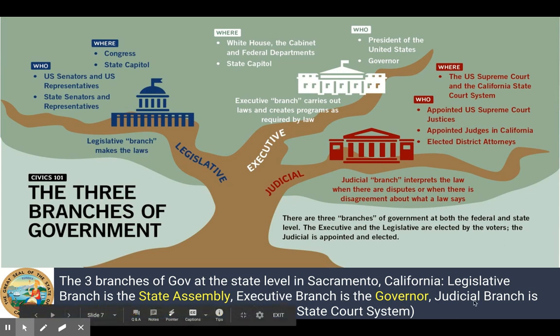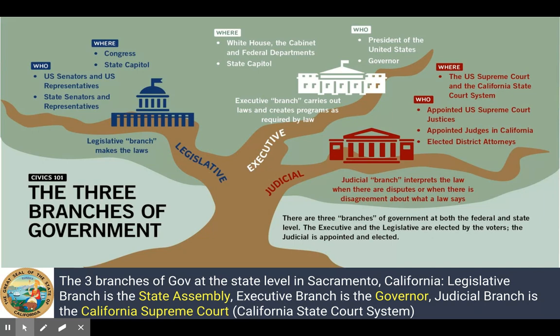And, of course, we also have a judicial branch at the state system, where the judicial branch interprets the laws and disputes just in the state of California for California laws. And it literally is called the California Supreme Court. So again, there's 3 branches both at the federal level, and there's also 3 branches at the state level. And that's why government can be very complex.